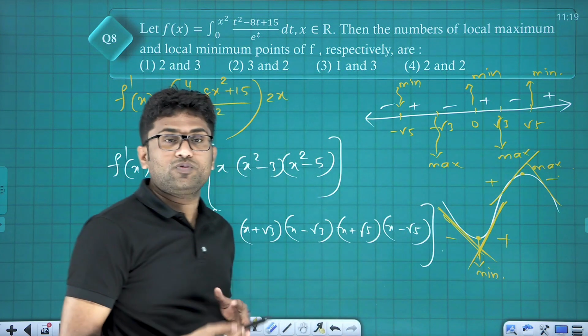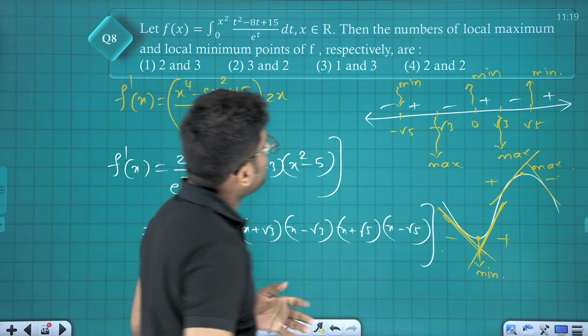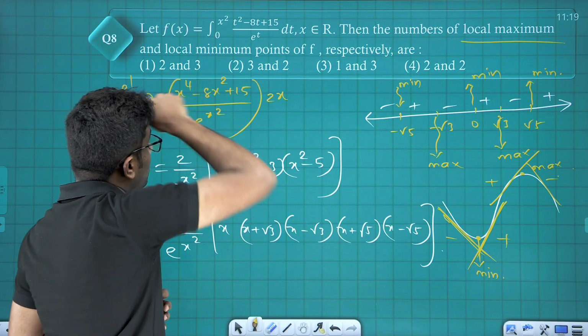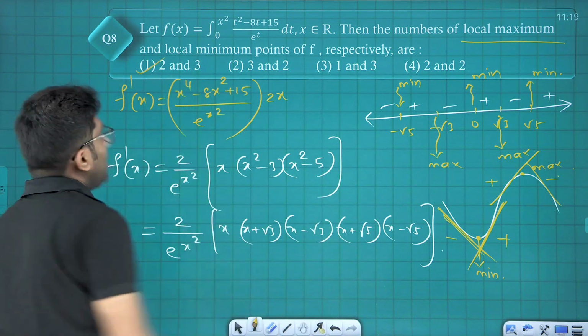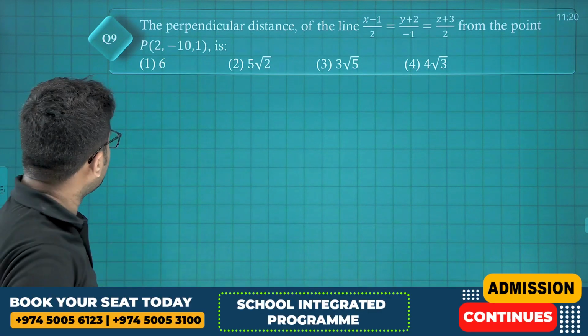So how many maxima did we get? 2 maxima, and minima, 3 minima. Now they are asking the number of local maxima and local minima respectively. Local maxima first, 2 and 3, which is option A, option 1. Clear? Next question, friends.